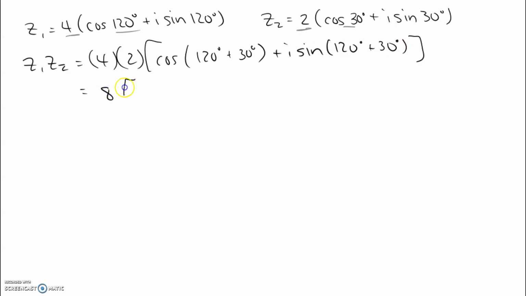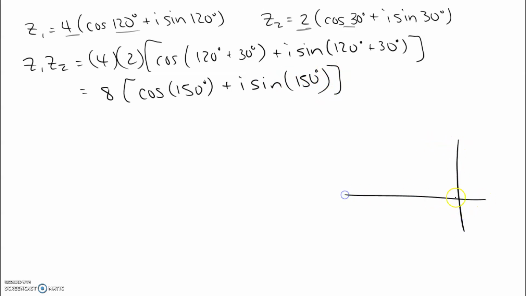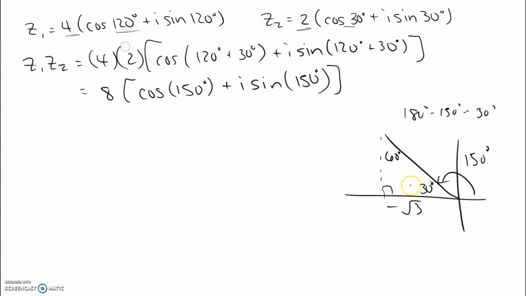So that gives us 8 times cosine of 150 plus I sine of 150. Okay. Then we need to figure out what is cosine and sine of 150. So this little angle right here, which would be 180 minus 150, which would be 30. So this is 30. That's 90. This is 60. This would be square root of 3. That'd be negative. This would be 1. This would be 2.